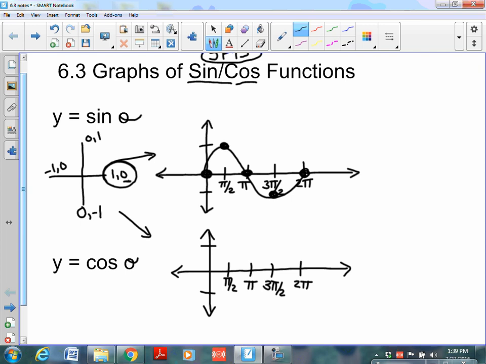Oceanographers, sonar, they have to study these. Oceanographers study this. They watch the tide go in, the tide go out. Sonars deal with this type of graphs.